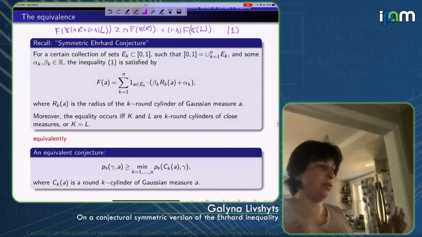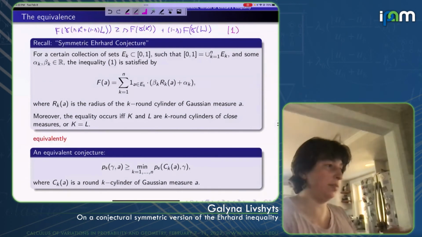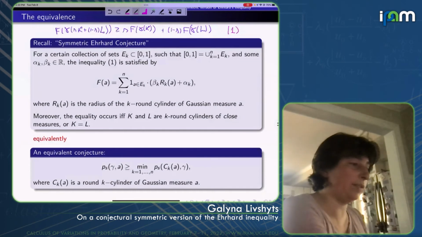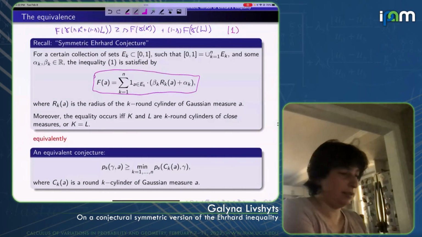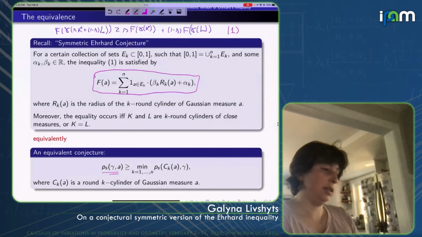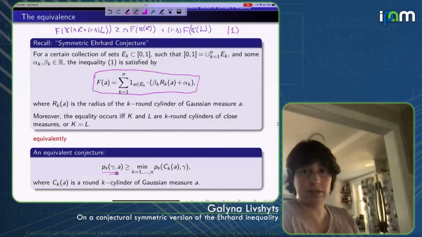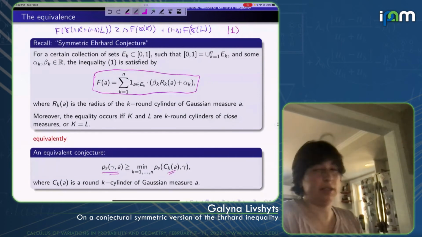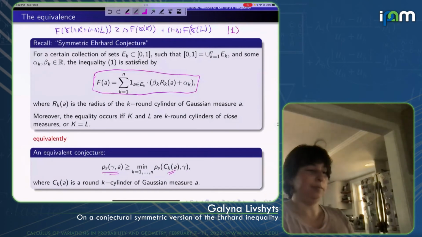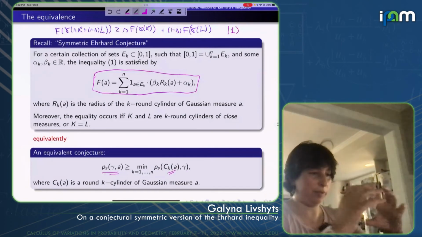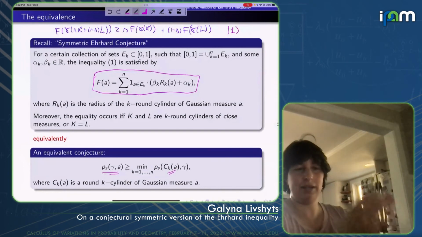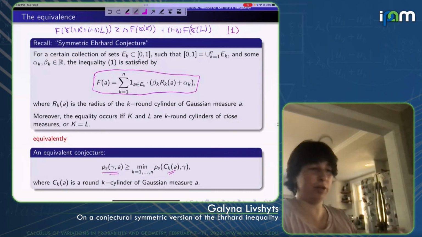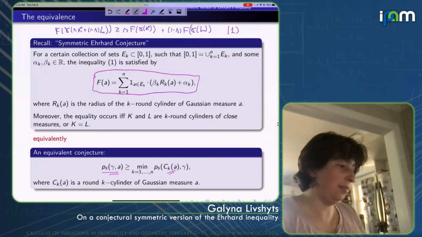So it maybe is more meaningful to talk about the optimal functions that would work for sets of all measures in an optimal way. And so I want to now explain that, of course, the symmetric Ehrhard conjecture that I mentioned earlier with this function is true if and only if this concavity power, whatever you want to call it, for the Gaussian measure is minimized on the k-round cylinder. So the optimal body for that local power to be the smallest is always one of the k-round cylinders. So depending on the value of A, it's a different one every time. Whichever is the smallest is the minimizer.